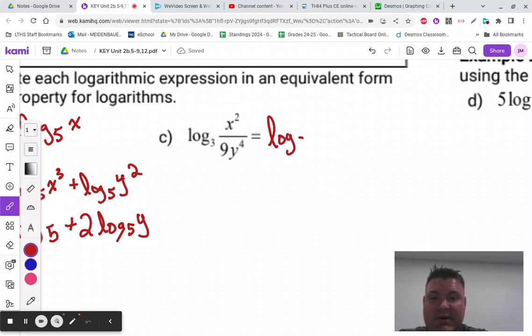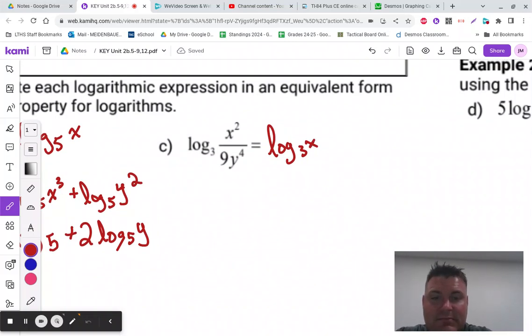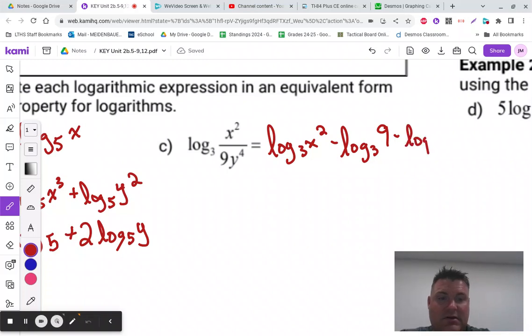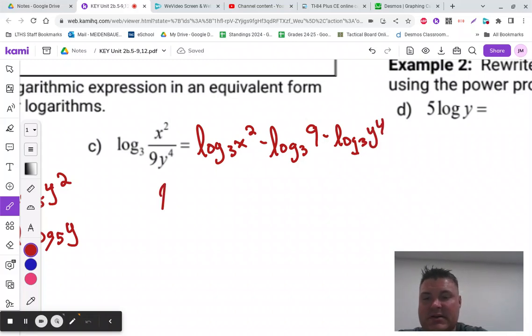I got log base 3 of x squared minus log base 3 of 9 minus log base 3 of y to the 4th. This all simplifies nicely to 2.